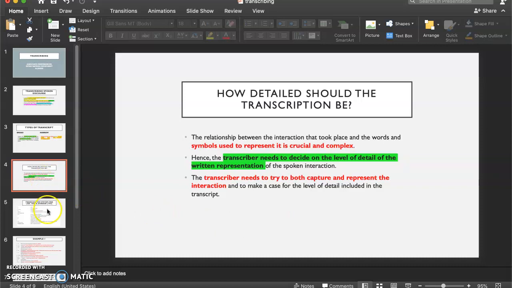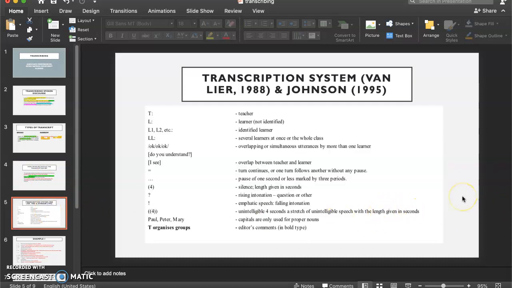Okay, so this is the transcription system that we are using. What we have here is some very general symbols, like T represents teacher, L learner, L1, L2 if you can identify the learner, L if the learner is not identified, LL if several learners answer the questions, for example, at the same time. Alright, and then you have this symbol here to show overlapping or simultaneous utterances by more than one learner. And then you have brackets here to show overlap between teacher and learner, if the speech, like both teacher and learners, they speak at the same time.